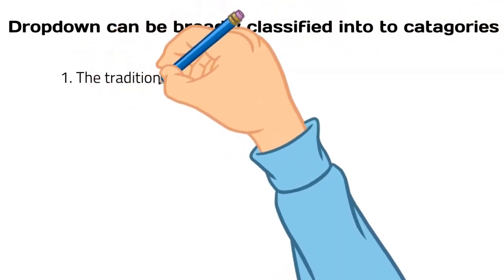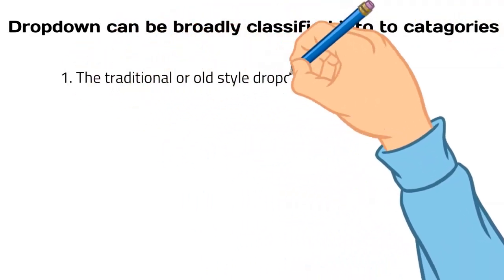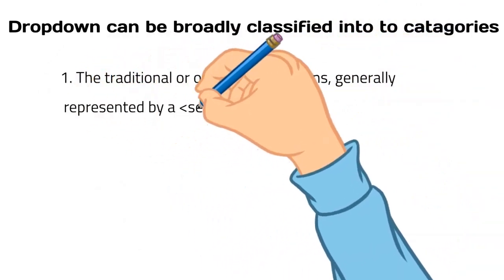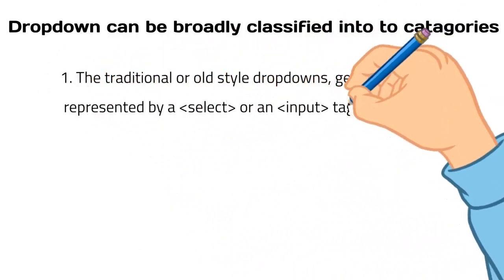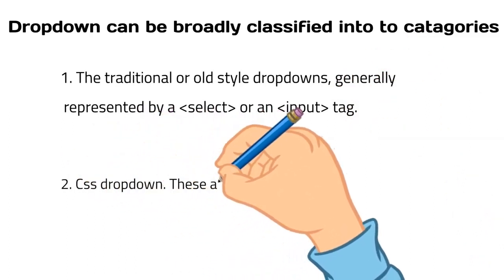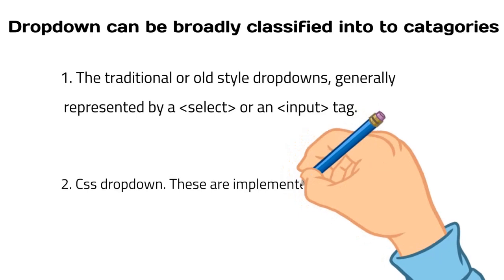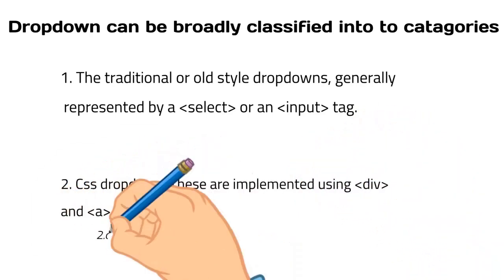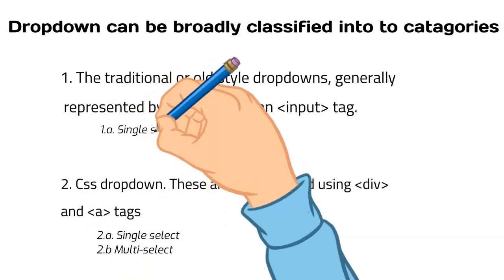Dropdowns are fairly common in the modern UI and can have a plethora of looks and features. But implementation-wise, they can be classified as either traditional dropdowns, which are implemented using a combination of select and input tags, or the modern CSS dropdown, which is implemented using a combination of div and a tags. Furthermore, both categories can have a single select or a multi-select variant.